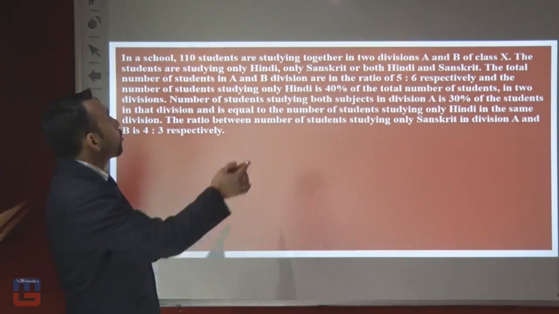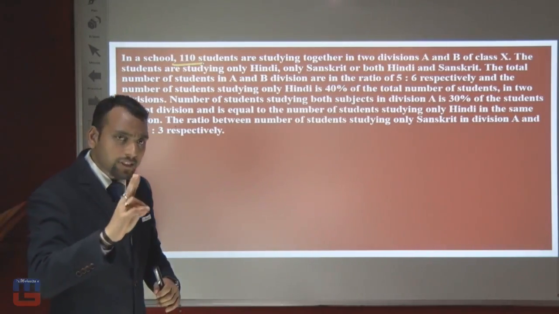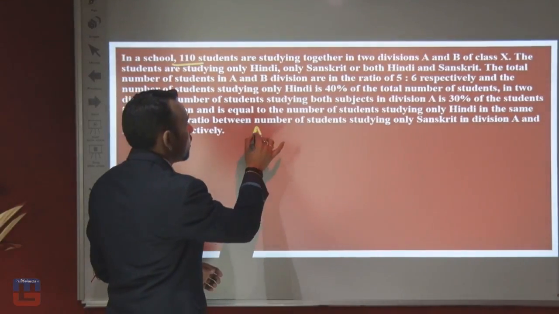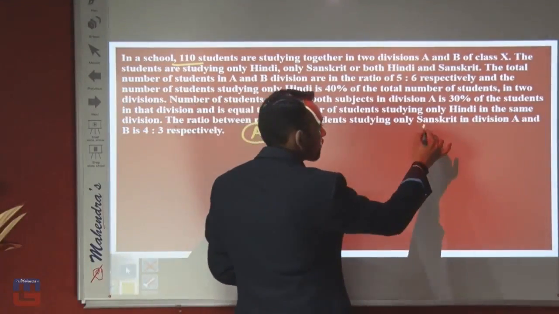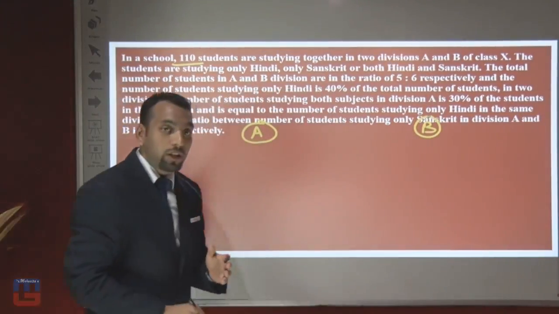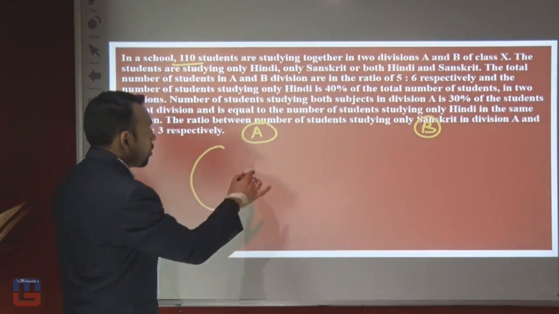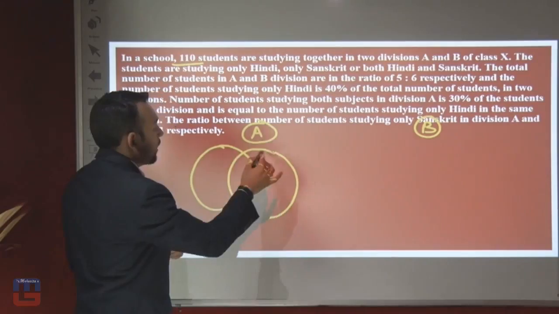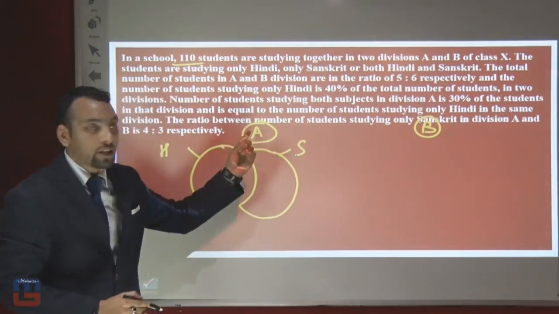Now see, the total number of students we have is 110, and we have two separate divisions. So this is division A and this is division B. Now see carefully, this is division A, this is division B. Let us draw the two Venn diagrams. This is, we can say, Hindi, and this is Sanskrit for division A.